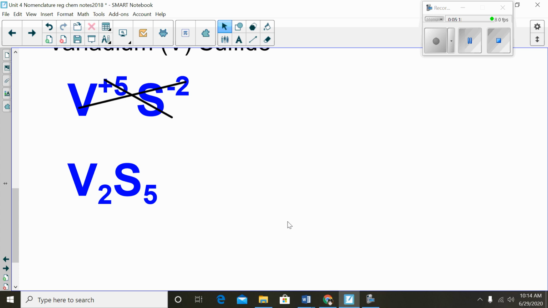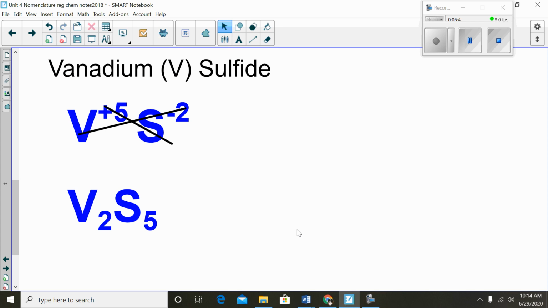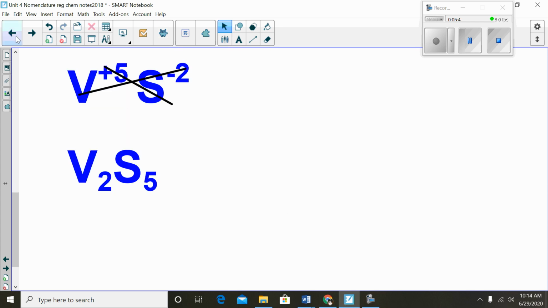Sulfur can accept 2 electrons at a time. So in order to make this neutral, you would need 2 vanadiums, which means 10 electrons can be given away, and you would need 5 sulfurs, where each sulfur can accept 2 electrons. That's a total of 10 electrons that could be accepted. So 10 are given, 10 are accepted. So that's what that exchange really means. But for your purposes, you simply need to make that exchange and give me the correct formula.